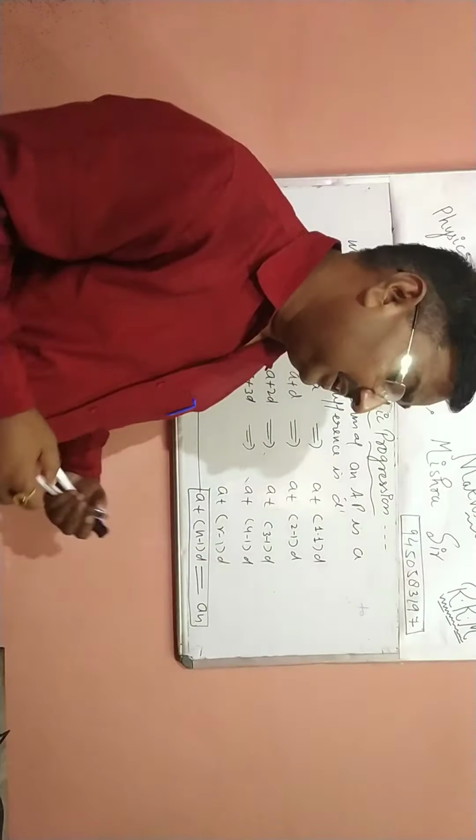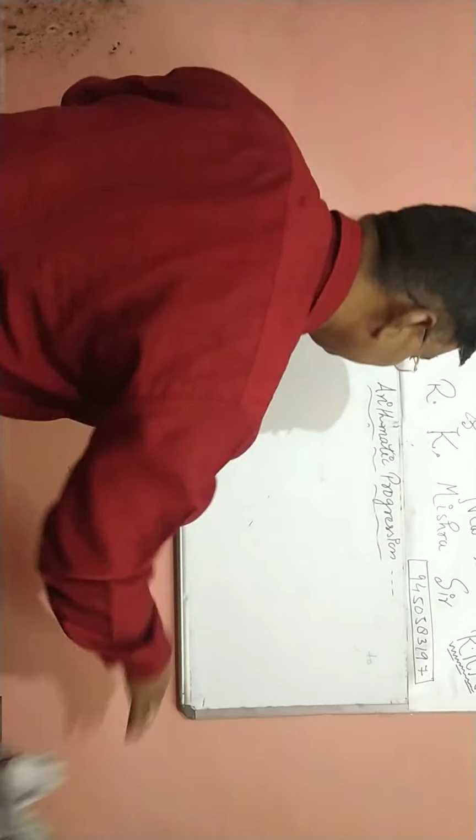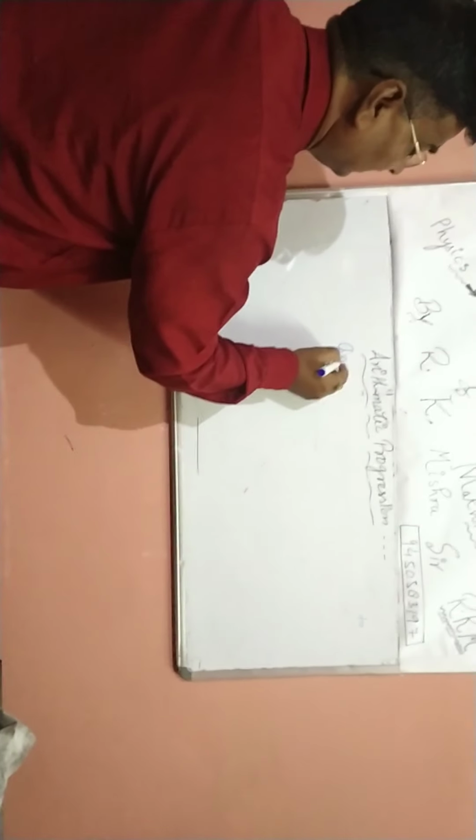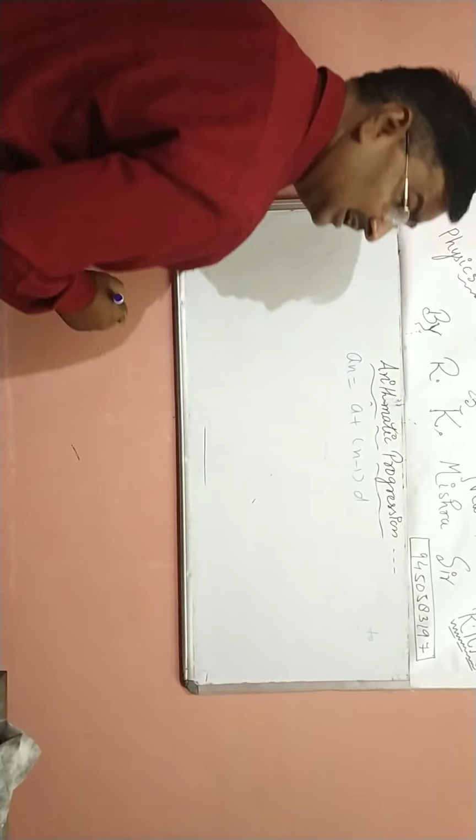So you can say the nth term of AP, an, is equal to A plus n minus 1 into D.